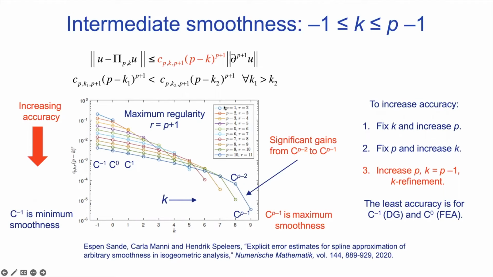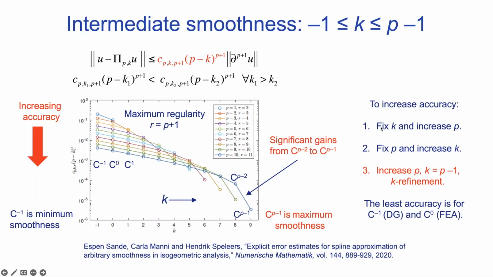What we have is the polynomial degree of the splines going from 1 to 10. Each curve represents one degree, from 1 all the way to 10. And the continuity is running across horizontally. So as we increase the continuity of the spline basis, we go to the right. Now, good accuracy is down. You want the curve to be as low as possible. That's the optimal accuracy.